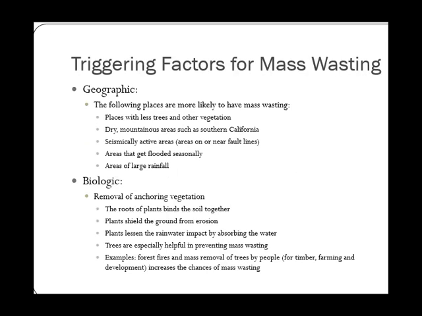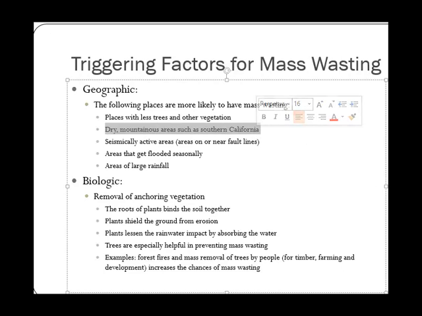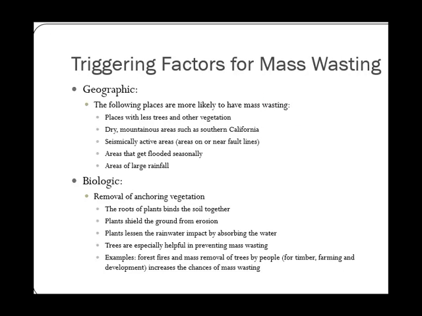They could be geographic or they could be biologic. Biologic means based on life activity, or it could just be on geographic factors. Geographic factors include things like fewer trees and other vegetation, which makes a slope more likely to slide, again, as we discussed before, less stable. Dry mountainous areas, such as Southern California, I guess there's no inherent reason why that would have mass wasting, but you could have mass wasting there.